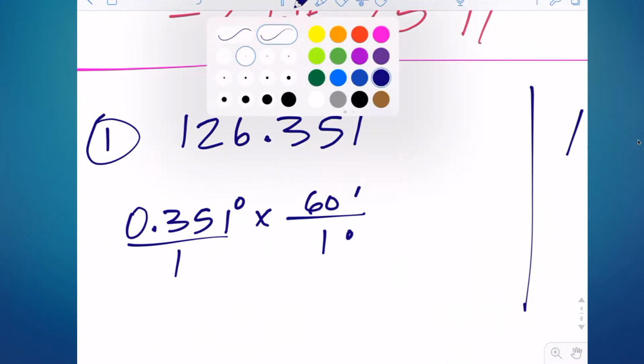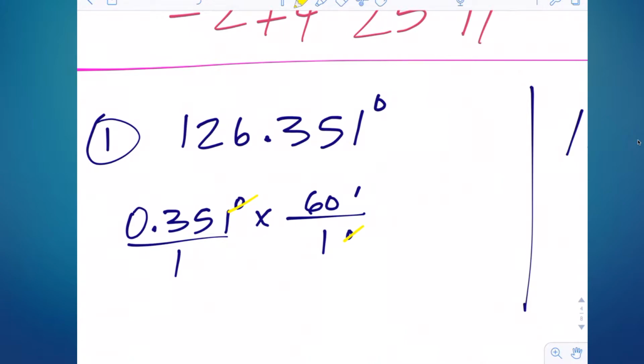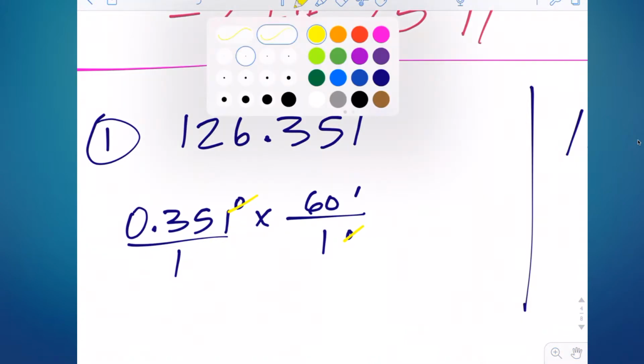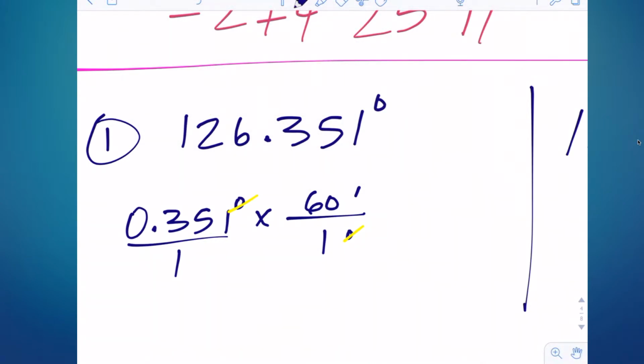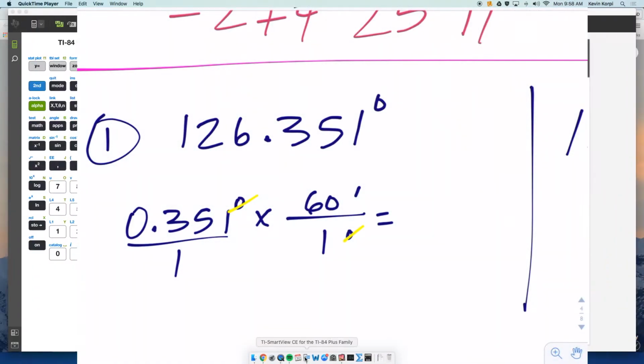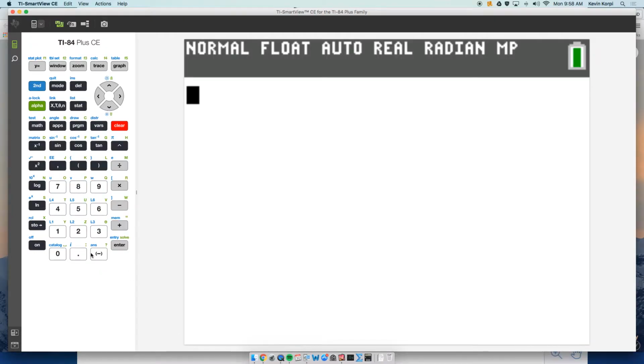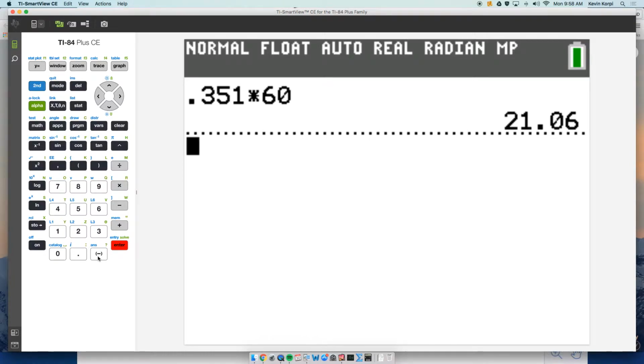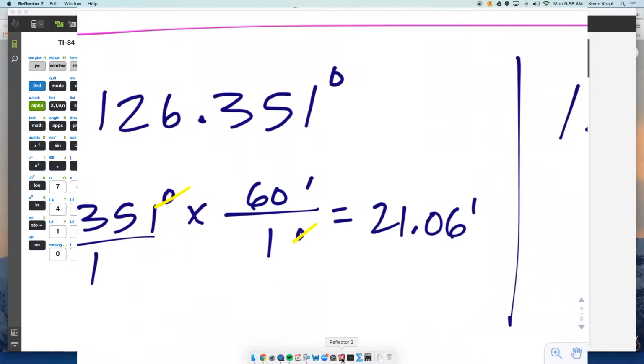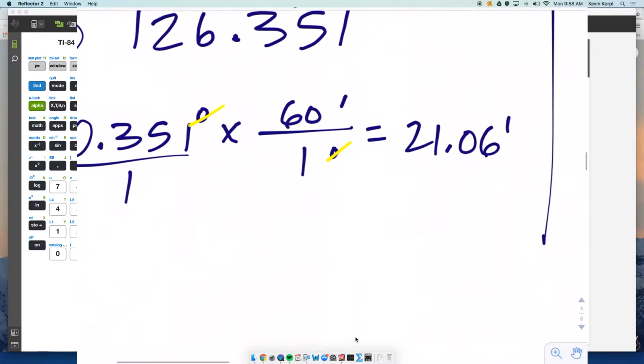And then stoichiometrically, that works because notice your degree bubble divides out, and we're left with what units? Minutes. So essentially, what you're doing is you're taking the fractional part and multiplying it by 60. It's easy enough to think about it that way, but I do want you to show on the quiz tomorrow the stoichiometry. That way I know that you know why it works as well. And you get 21.06. So that's 21 full minutes and 6/100ths of a minute, which is a fraction of a minute.